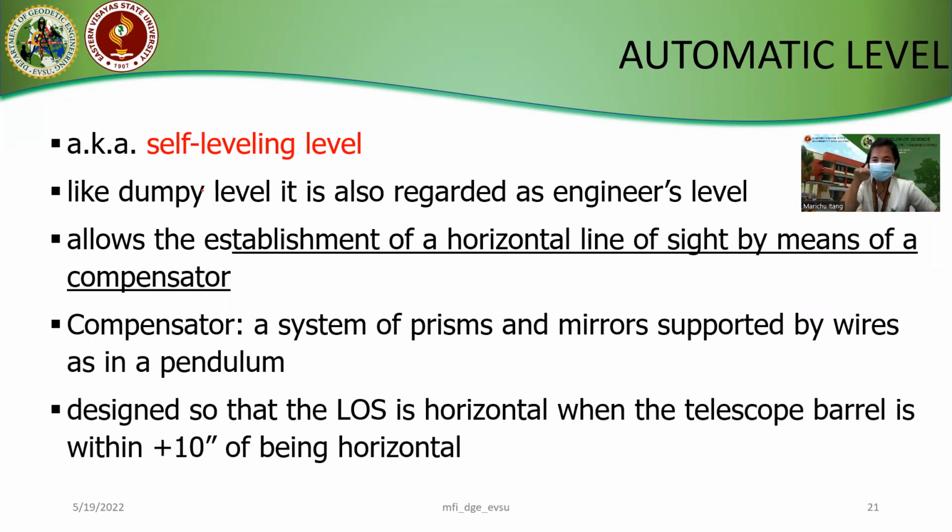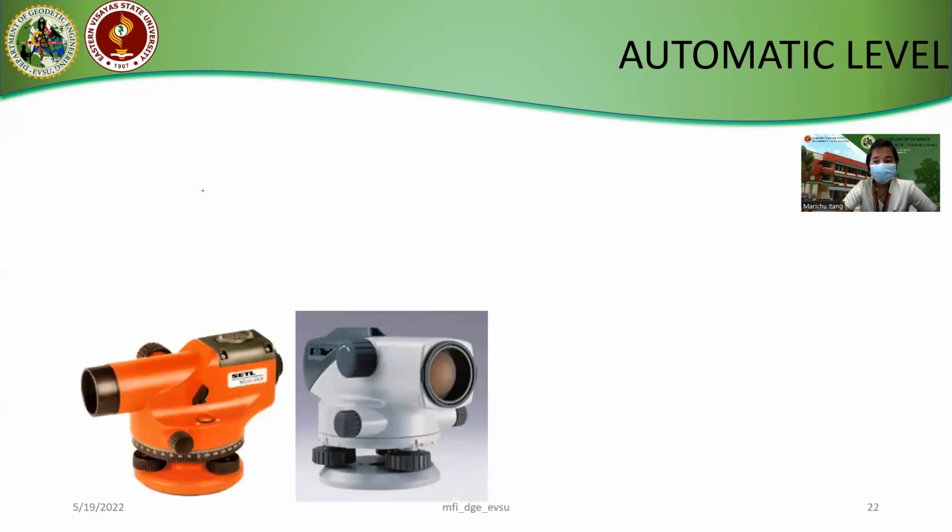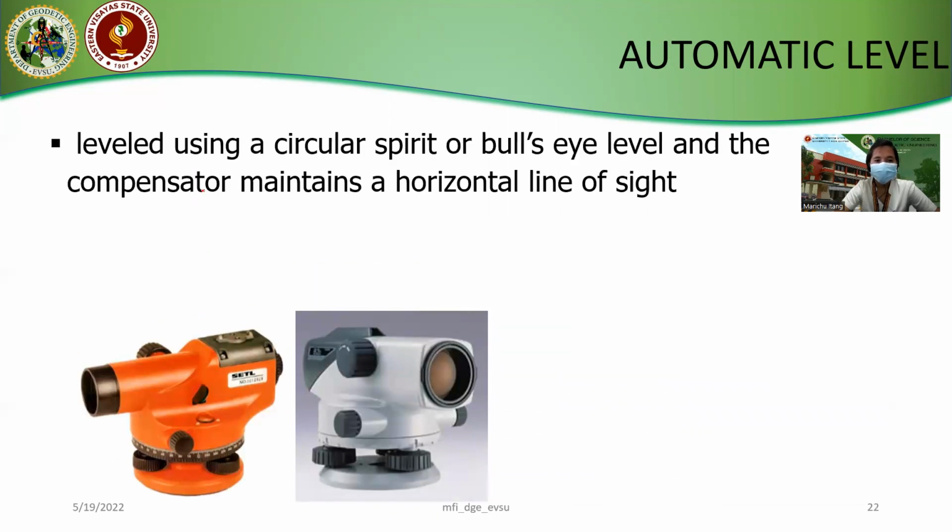This level is not the same as our total station. With the total station, you can incline or lower the vertical telescope. But this automatic level is fixed; it is permanently horizontal. So that's it. This is the image of the automatic level. It is leveled using a circular spirit or bullseye level.